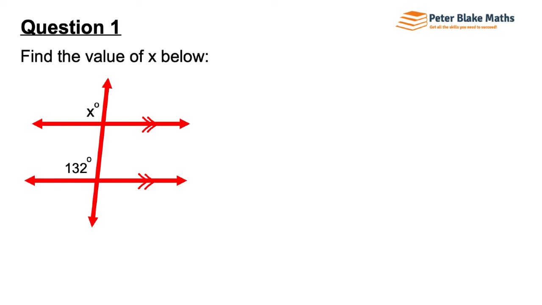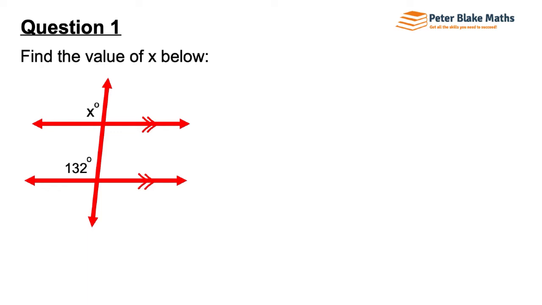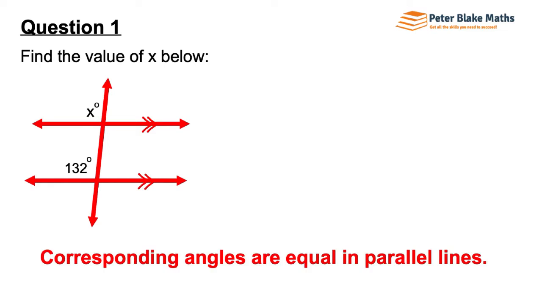Question 1. Find the value of x in the diagram below. Okay, the x and the 132 are in corresponding positions in these parallel lines. The x is in the top left-hand corner of the top intersection, and the 132 is in the top left-hand corner of the bottom intersection. So corresponding angles are equal in parallel lines, so that leads us to believe that x just equals 132.